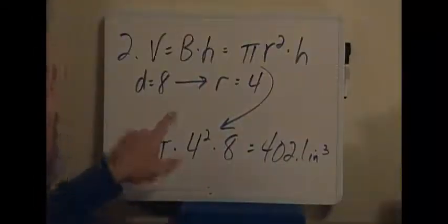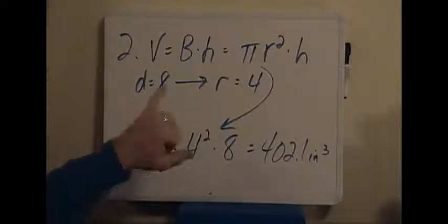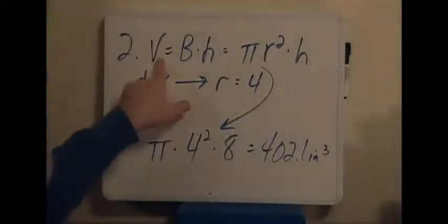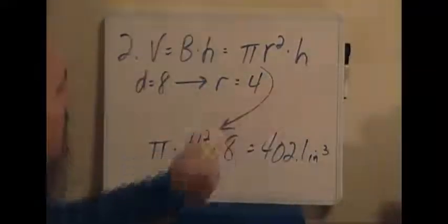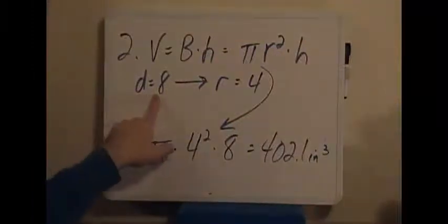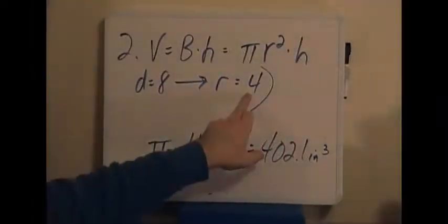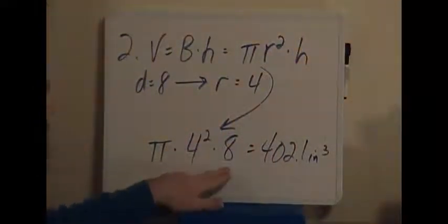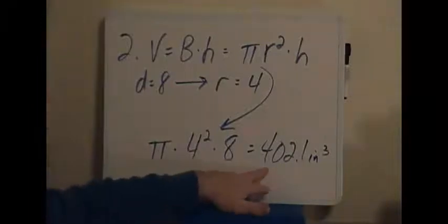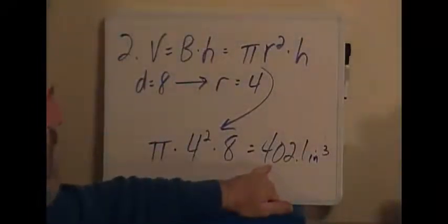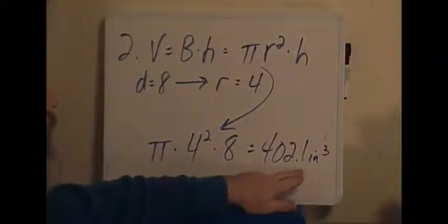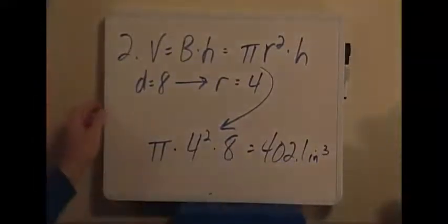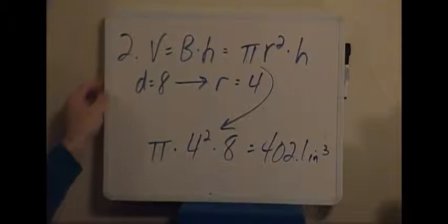Problem number 2. Again, we have a cylindrical object. We're finding volume, but they give us diameter. In this case, we use the same formula, pi r squared times h. Because we have a diameter, we cut it in half. We end up with a radius, plug it into our formula. We have pi times 4 squared times 8. In the calculator, we have 402.1 cubic inches.